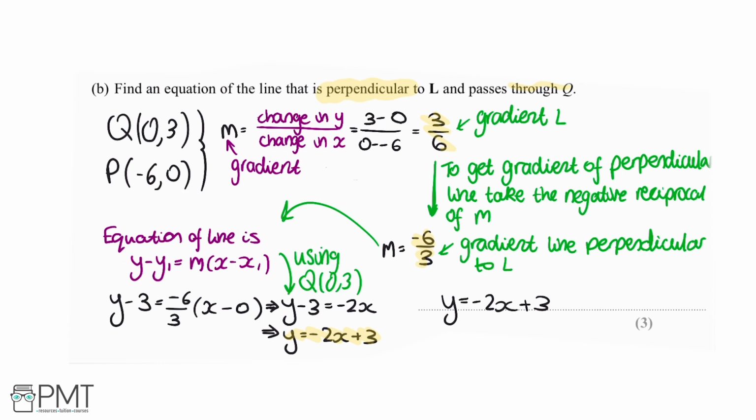So we get our first mark for finding the gradient of L. Then we get another mark for finding the gradient of the perpendicular line, so taking the negative reciprocal. Then we get a third and final mark for the correct equation of a line.